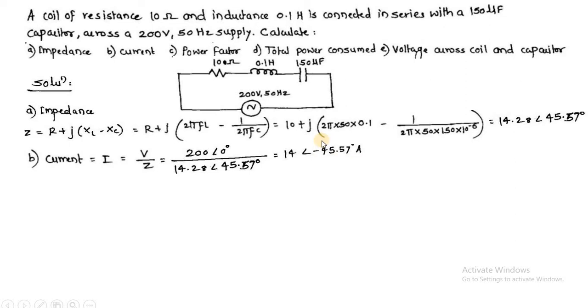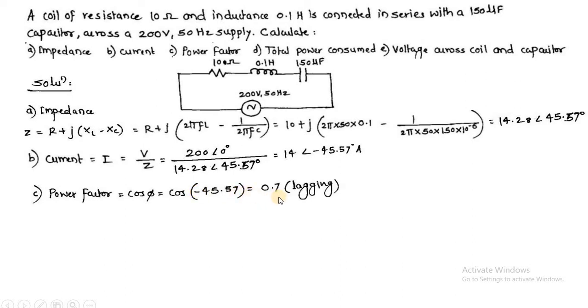Always, in any sum, the angle of Z and angle of I, in magnitude, are going to be the same. Only their polarities are opposite. If angle phi is positive, obviously the angle phi will be negative. To calculate the power factor, we are mentioning the polarity of the angle with respect to I because we are going to show the nature of the power factor, and the nature of the power factor depends upon the nature of the current. So we are writing cos of minus 45.57, and this minus sign is going to give me the lag nature. So the value of the power factor is coming 0.7 lagging.